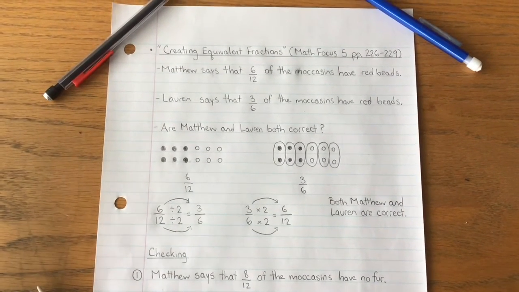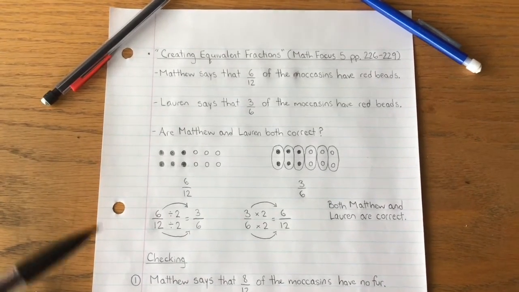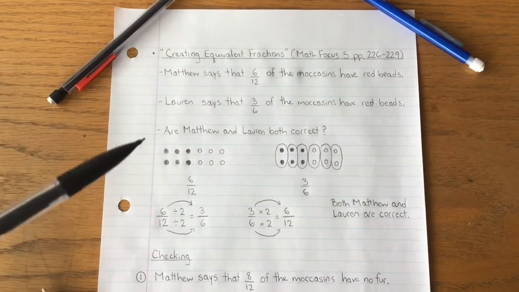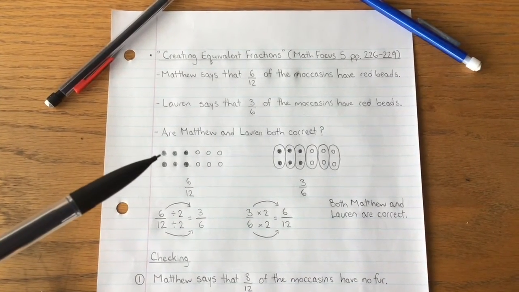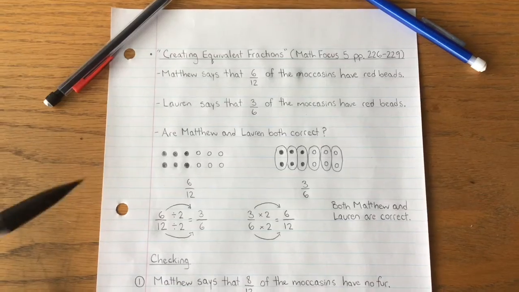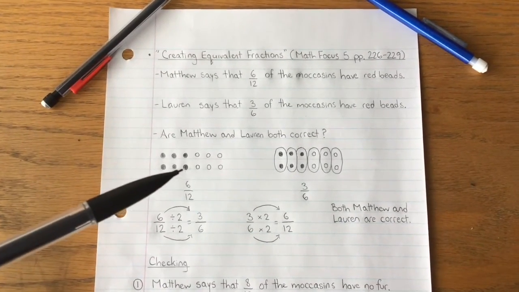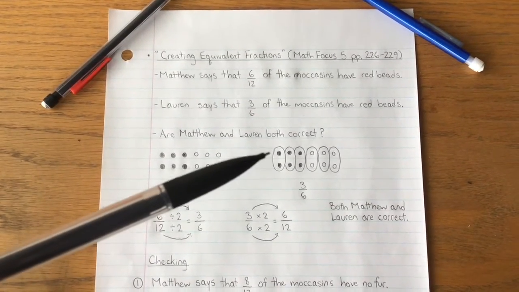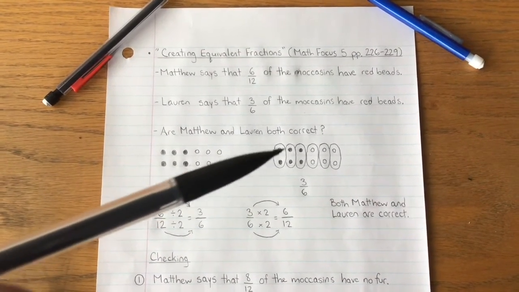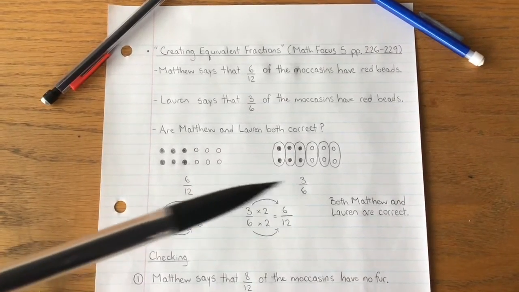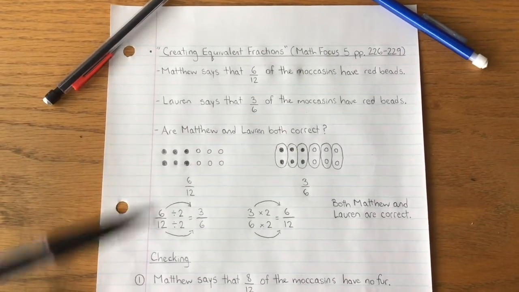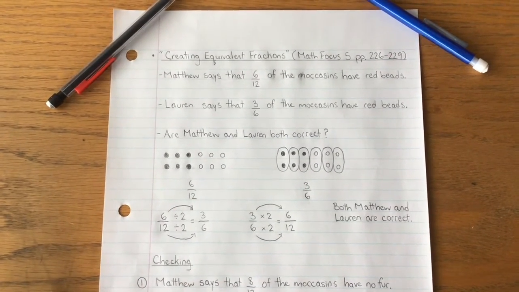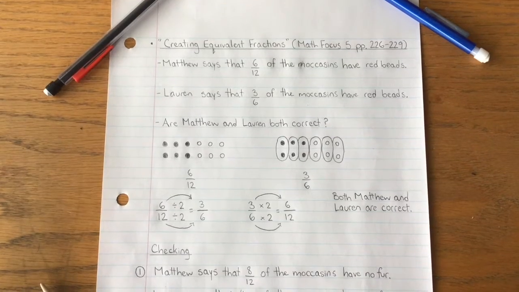And the way to figure that out, first of all, is to express 6/12 with counters. So I have 12 counters here. I've shaded 6 of them to represent the moccasins that have red beads. So that's Matthew's example. Now to turn 6/12 into 3/6, what I can do is simply group them together. So 1, 2, 3, 4, 5, 6 pairs, okay? And of those 6 pairs, 3 of them have red beads.